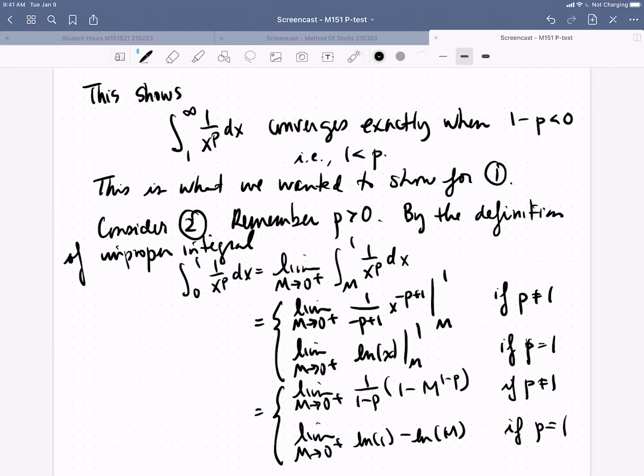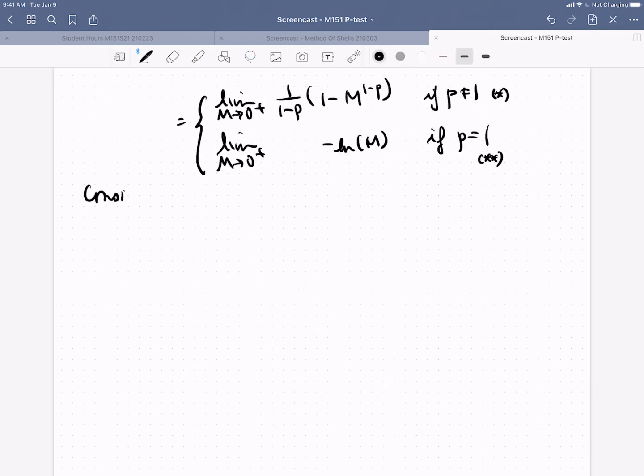So following the calculations almost exactly the way they were in the other case, we get this. Then at the end here, we know that the log of 1 is 0, so I'm just going to drop that. And we'll look at both of these situations separately. So I'm going to call that asterisk 1. I'm going to call this asterisk 2. So consider the second of these.